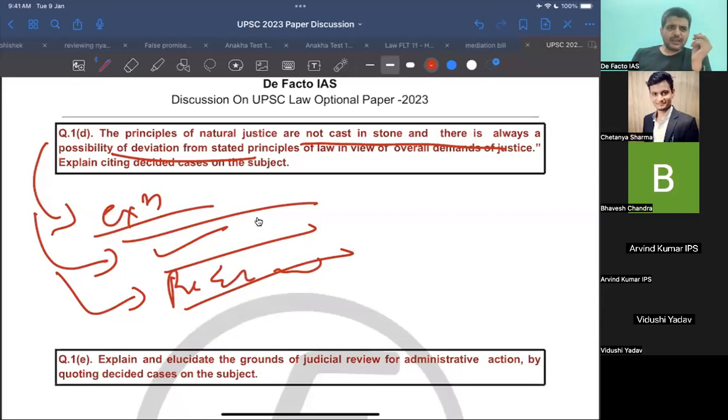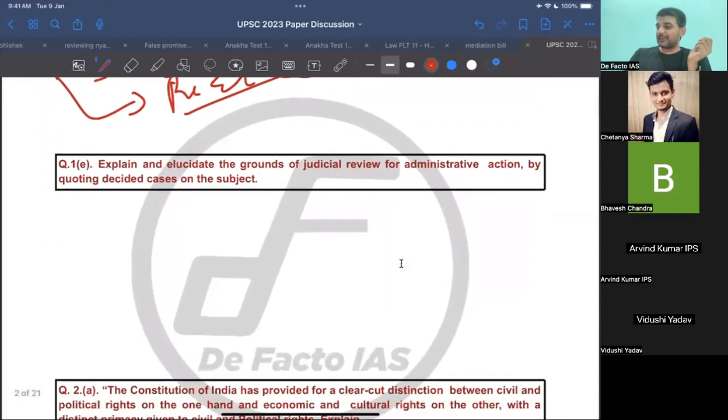Yes, very correct, Tanya. You have to write simply exception number 1. In the case of emergency, explain, bracket, name of a case. Right? So again, quite simple. Okay. Now let us come to 1E.